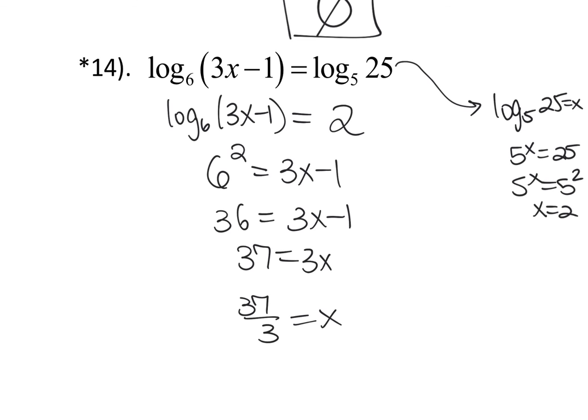And again, before I circle it, I'm going to plug it back in. 37 over 3 times 3 is 37. 37 minus 1 is positive 36. And it comes out positive, so I am good.